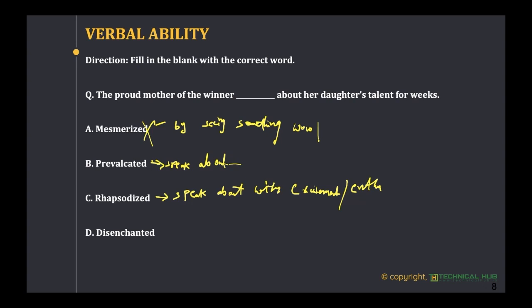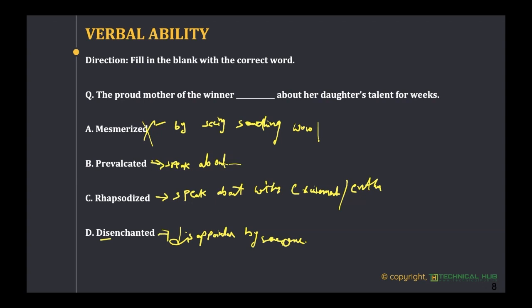Disenchanted. The word itself says something. It is disappointed by someone. Maybe I have a son, and my son has not been selected in DXC. I'm disenchanted by my son's performance. That means I'm not so happy. So option 4 is also not the right answer.